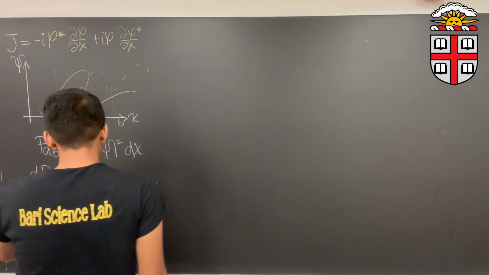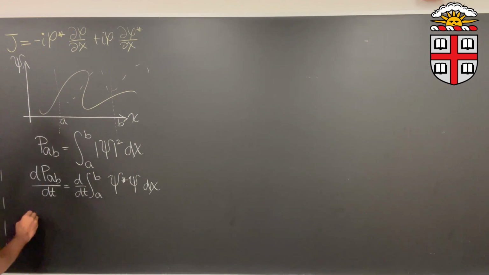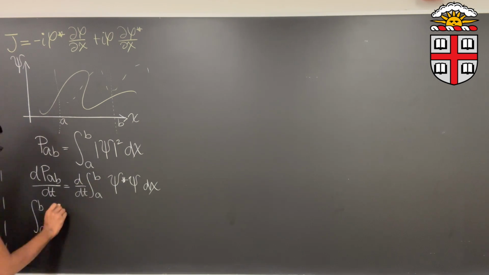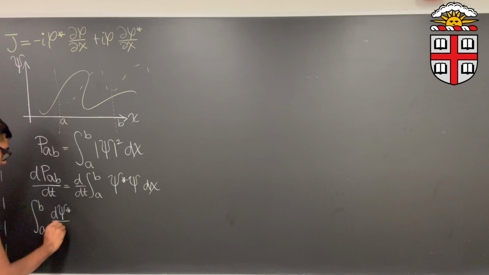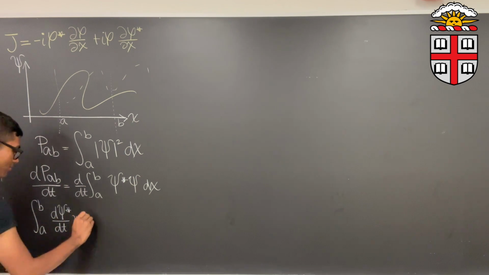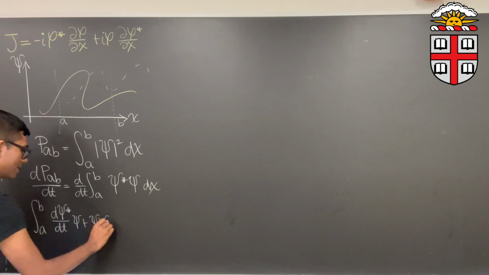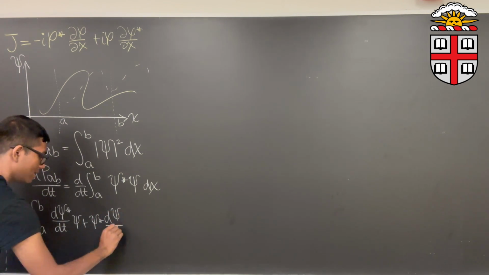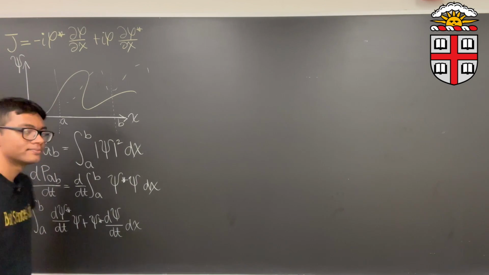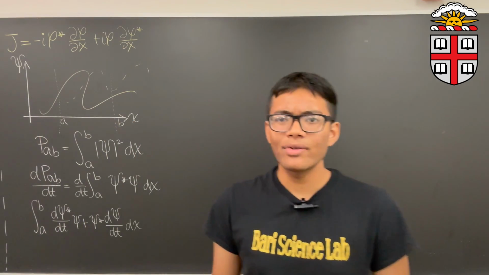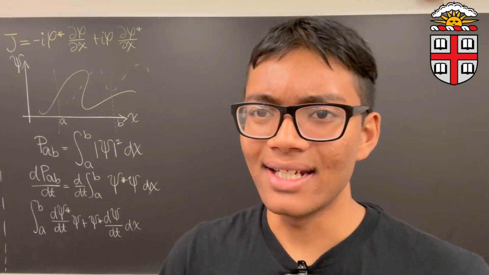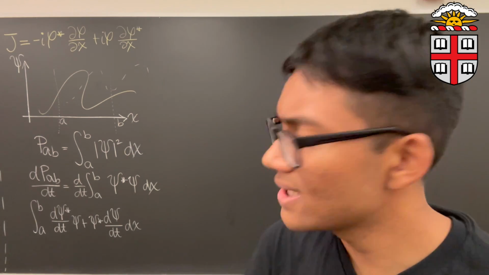Once I apply this derivative, I get the integral from a to b. I apply it first to psi star, so I get d psi star/dt times psi, plus, then I apply it to psi, psi times d psi/dt, dx. Okay, very good. But now it seems like we're stuck at a dead end. But Schrodinger comes along and saves us.